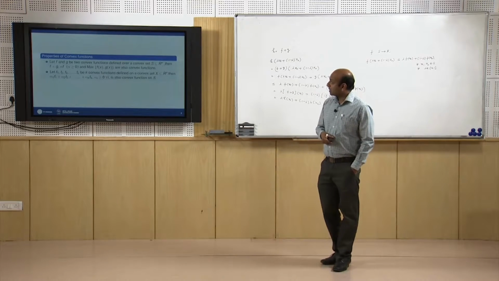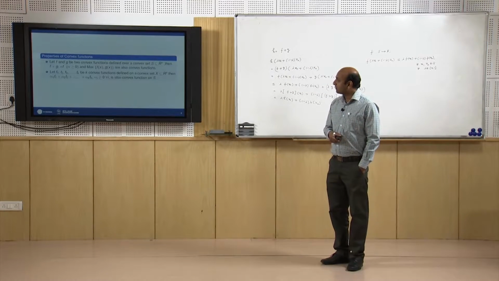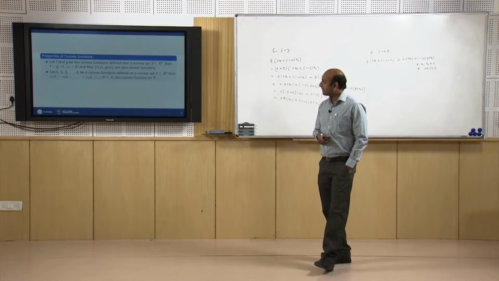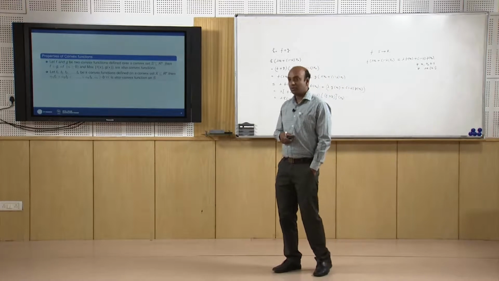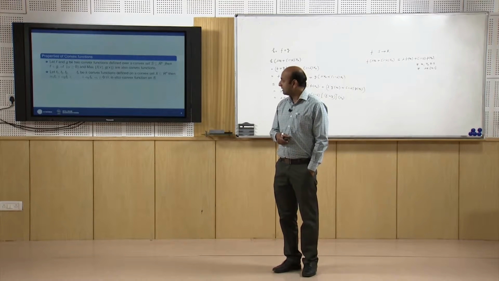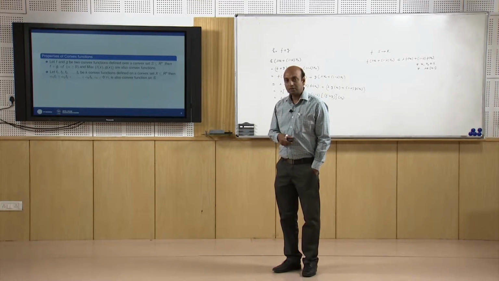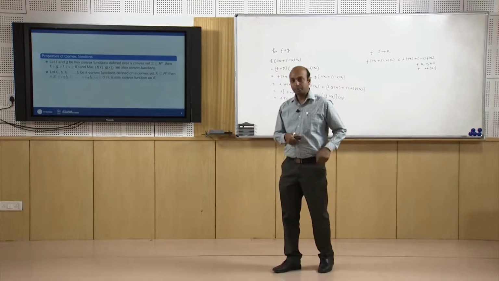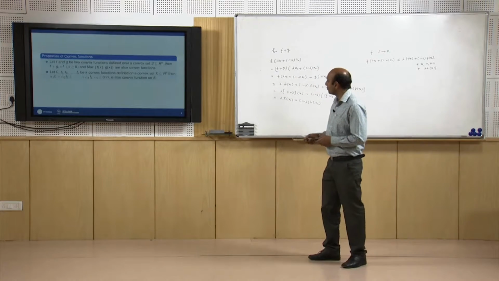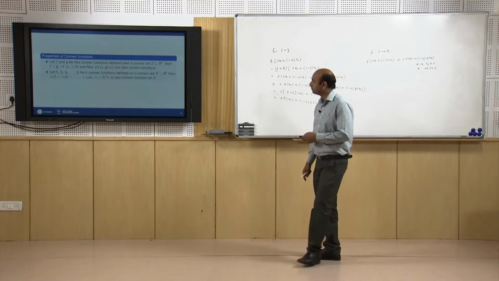Now, suppose we have f1, f2, f3 up to fk, k convex functions defined on a convex set x. Then the linear combination of these convex functions is also convex. Okay. This can be proved very easily using the same concept.